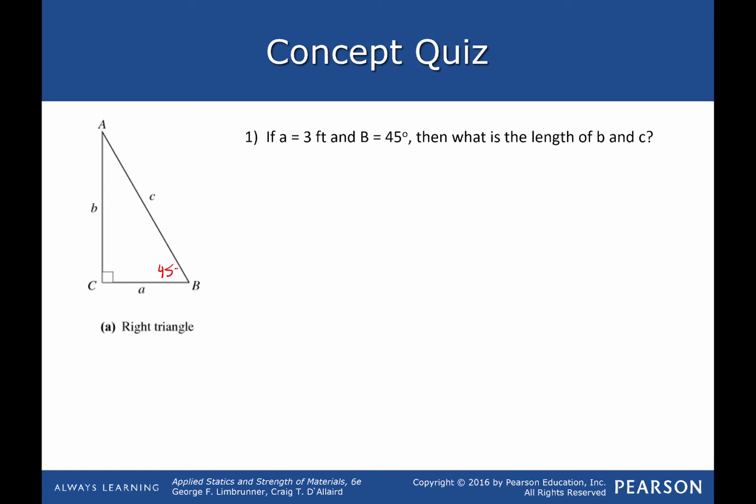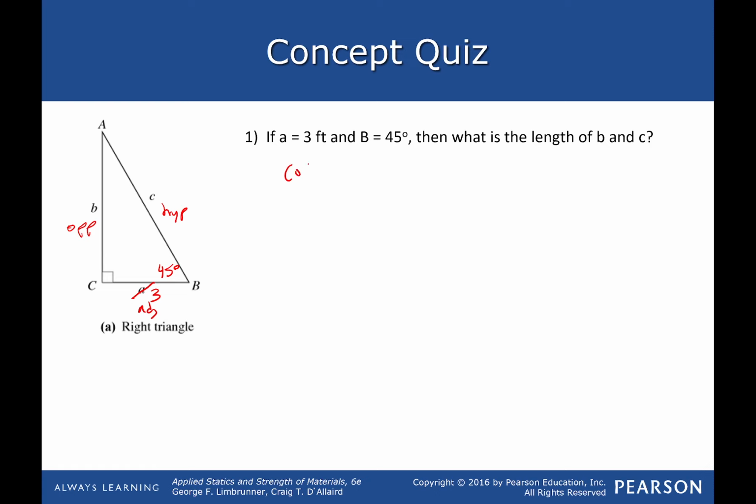So we got 45 degrees here. We've got A equal to 3. We don't have enough to use the Pythagorean theorem, so we're going to have to use our trig identities. First thing we're going to do is to name things. This is opposite. This is hypotenuse. This is adjacent.